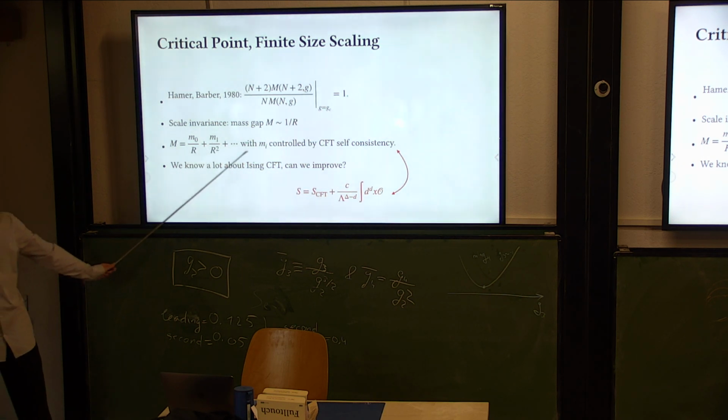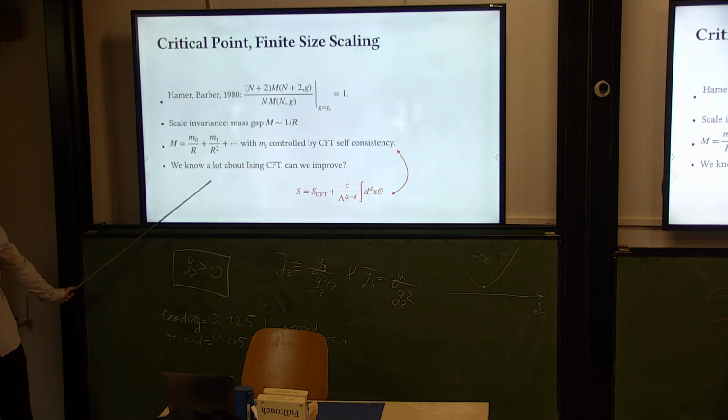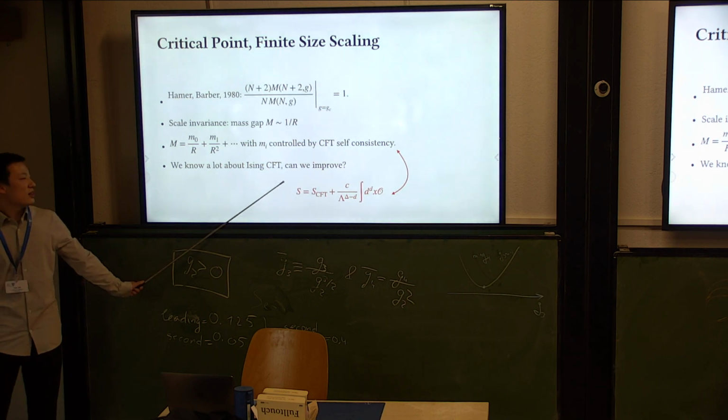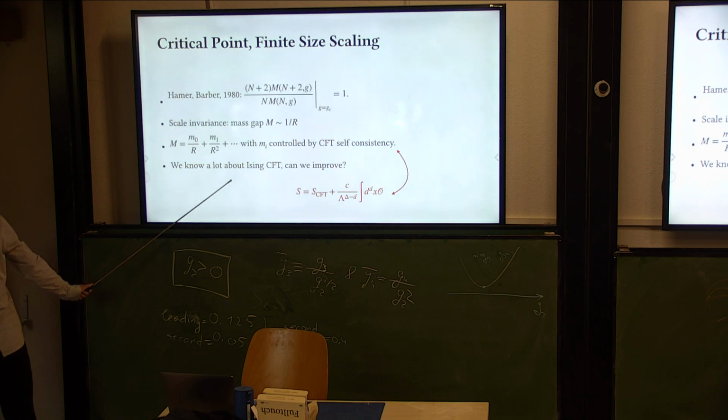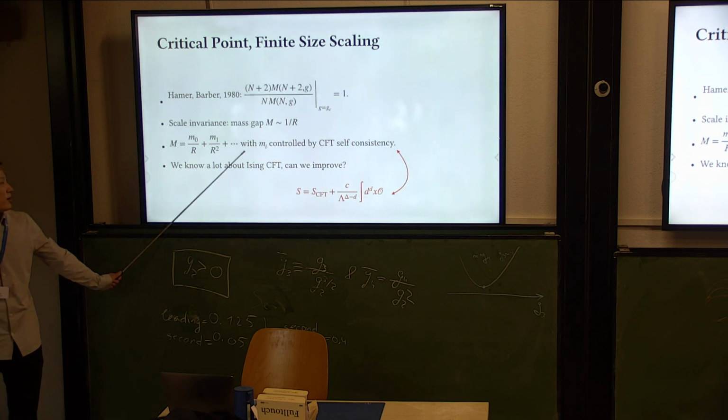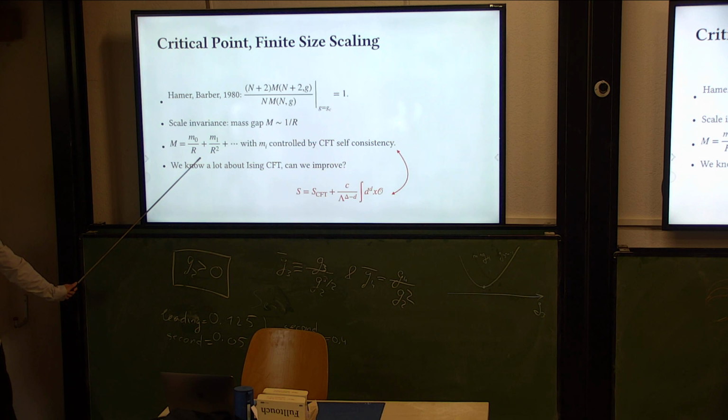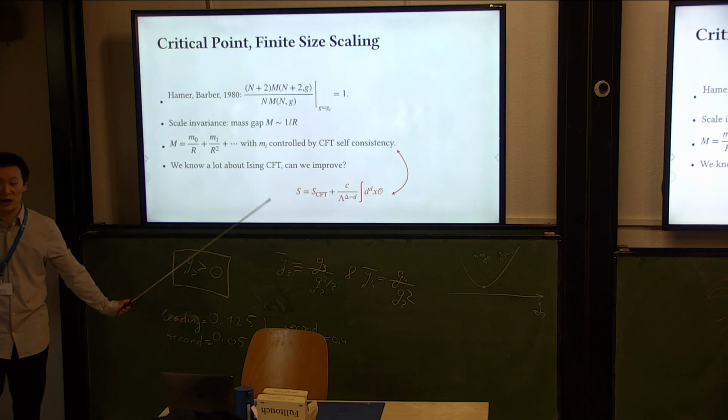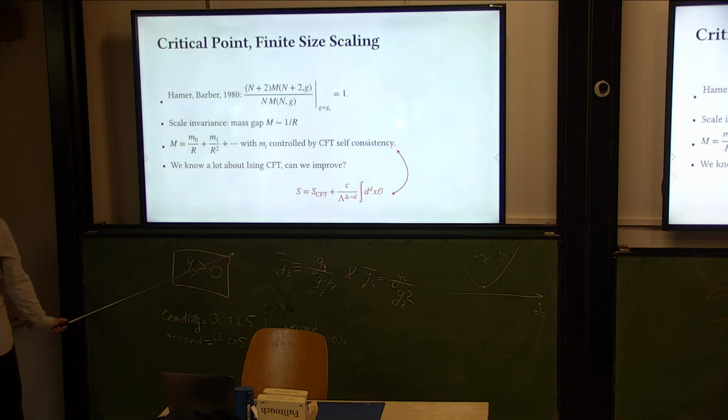And my claim is that since we know a lot about Ising CFT, we can use some of this knowledge about Ising CFT to improve the scaling behavior, in the sense that all of these subleading behaviors of 1 over r will be controlled by some parameters in the CFT, which we can use to improve our fit. So if we remove some of these subleading behaviors, then the critical point will converge by some crazy power of 1 over n, and the measurement will be much more accurate.